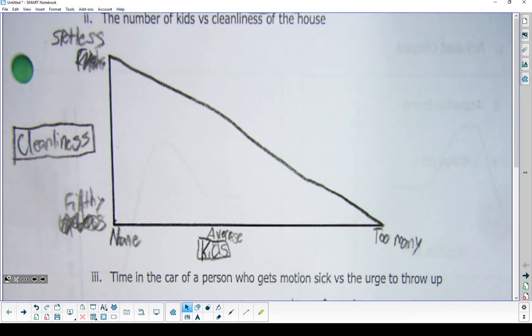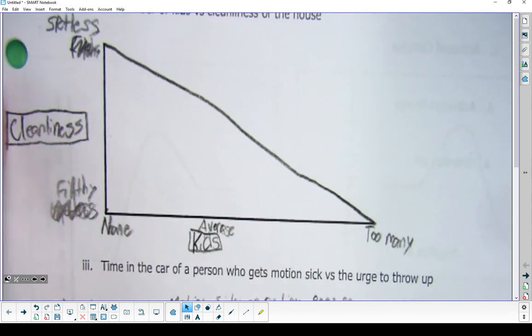My cleanliness goes down as there's more kids. I don't know, more kids is more mess. Okay. All right, thank you. Go ahead and take your thing.